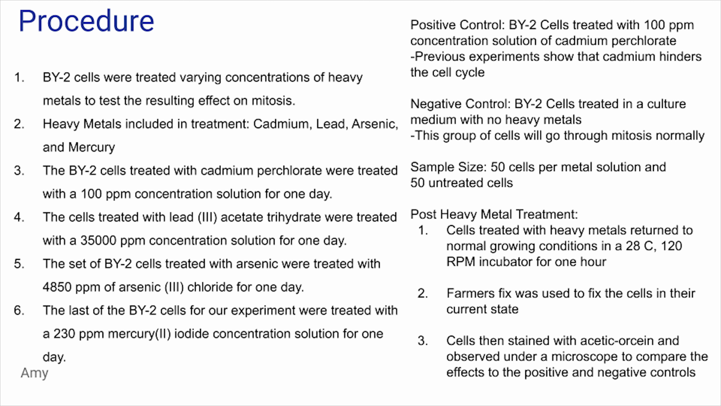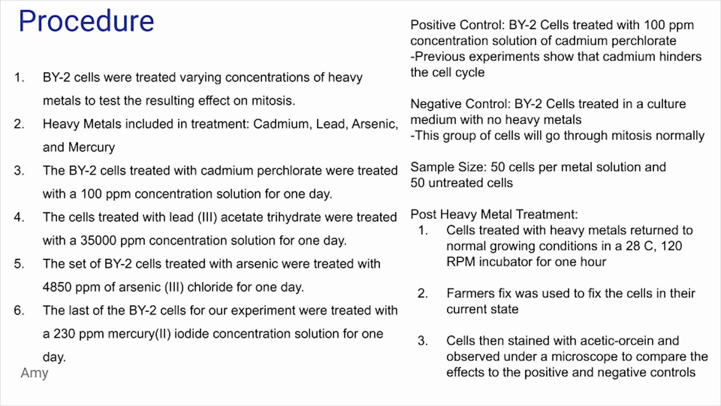In order to test their effects on mitosis, heavy metals were used to treat BY-2 cells in specific concentrations as specified in this slide. This involved one positive control, 3 experimental groups, and 1 negative control group. Since cadmium ions had been shown by prior literature to affect the growth of plant cells in specific stages of the cell cycle, BY-2 cells treated with culture media with cadmium were a positive control.